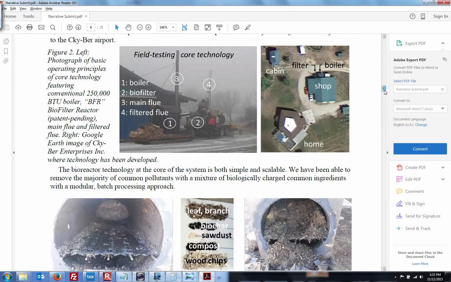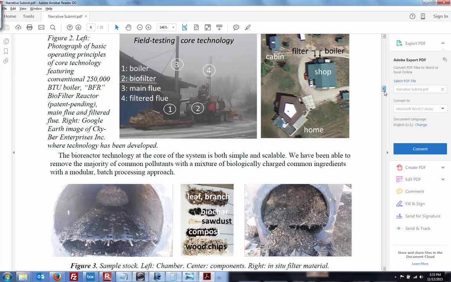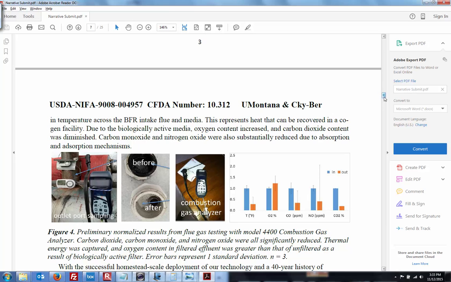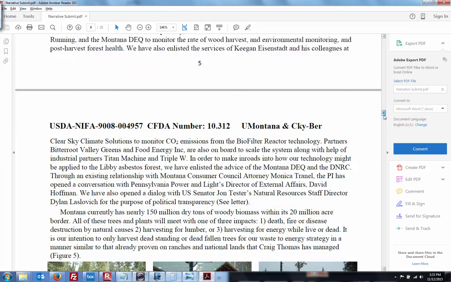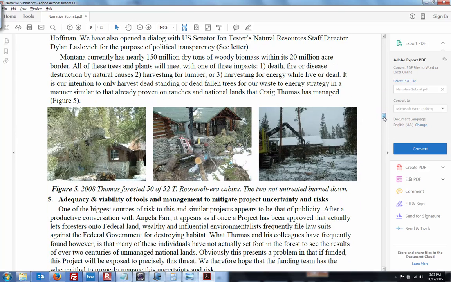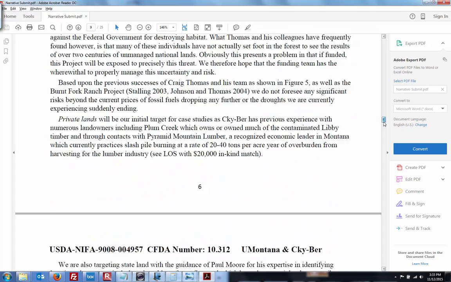This is our prototype, showing we've already built a portion of the system. This is our data, showing that our unit actually sequesters carbon dioxide. An example of responsible forestry, saving some of Teddy Roosevelt's cabins from burning down rather than just letting the firewood build up forever and smoke the place.